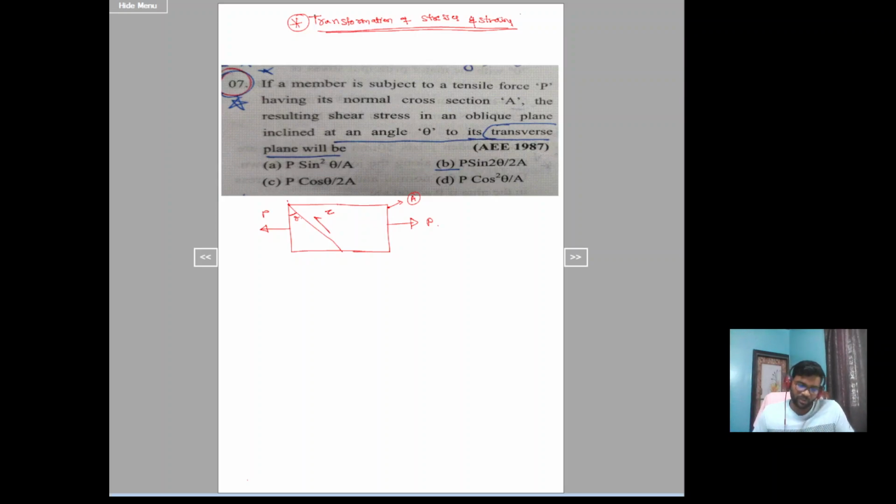Before solving this question, there are some special stress conditions: uniaxial stress condition, biaxial stress condition, triaxial stress condition, and pure tension, pure shear case, and spherical stress condition. These are some special stress conditions.